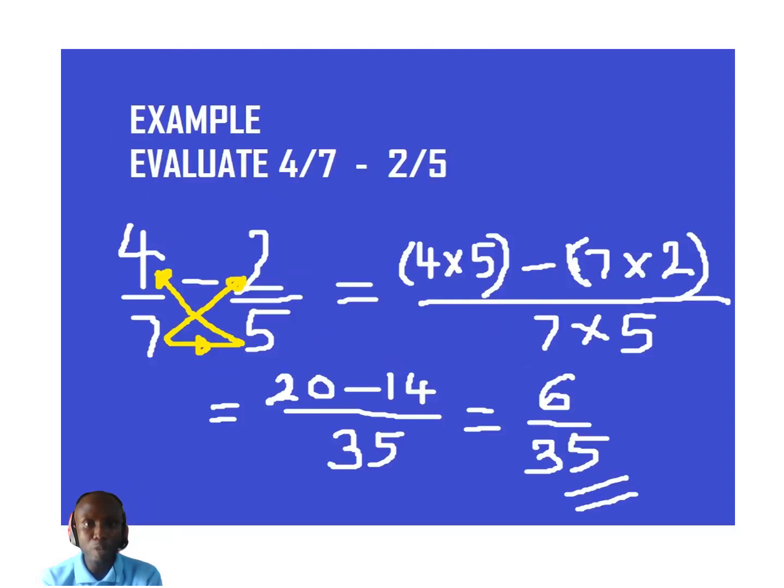Now we have a problem before us, which is 4 over 7 minus 2 over 5. You cross multiply, you get 20. You cross multiply 7 times 2, you get 14. Then over 7 times 5, you get 35. So 14 minus 20 gives you negative 6 over 35. So that's the answer. It's as easy as that.